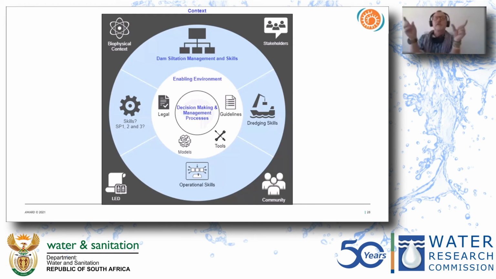Right, in a nutshell, this puts the approach we've adopted up in a single graphic. We're dealing with a context. If we just follow the blue writing from the top down to the center, we're dealing with a context of stakeholders, land users. We're then looking at the dam siltation management skills that we can apply in this particular context. We also then move through to an enabling environment. What is there to help us? The legislation, the guidelines, the tools, the models, so that we can arrive at the center, which is the decision-making and management process. So the skills program is there to integrate all of that.